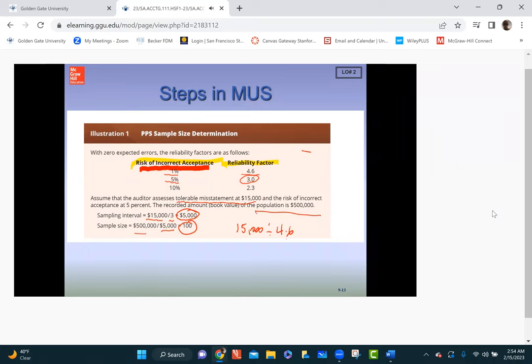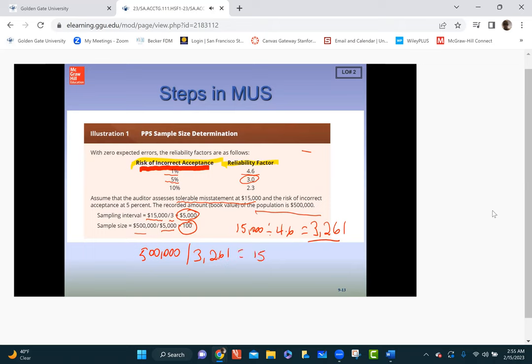$15,000 divided by 4.6 gives me a sampling interval of approximately $3,261, give or take a few cents. Then I take the 500,000 population and divide it by this new sampling interval, 3,261. 500,000 divided by 3,261 gives me a sample size of 153.